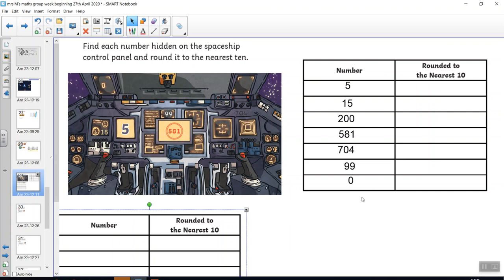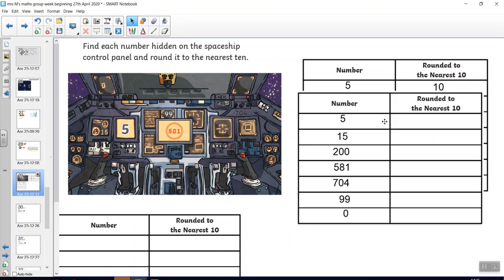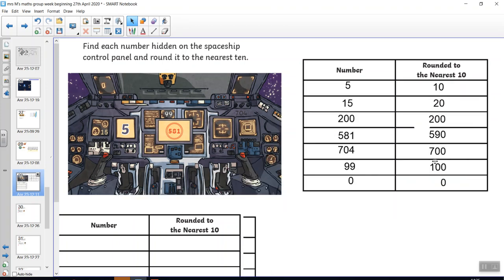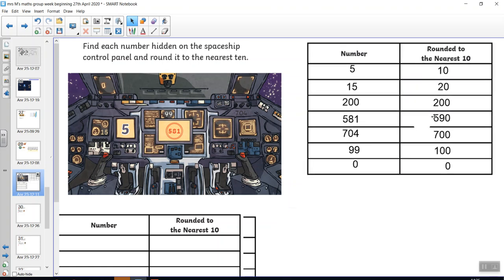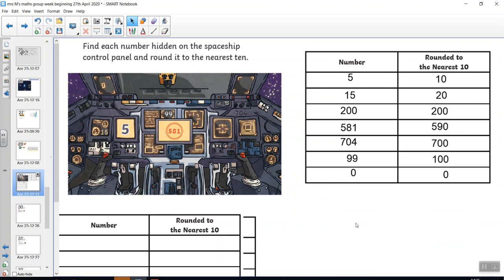And we're going to round each number to the nearest 10. And this is what it should look like. These are the numbers rounded to the nearest 10. Look carefully and mark your work.